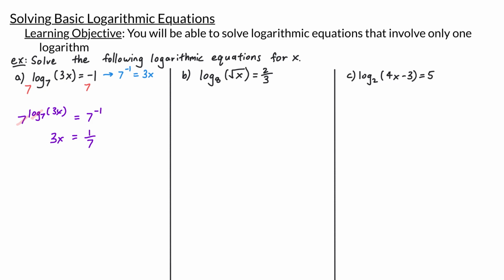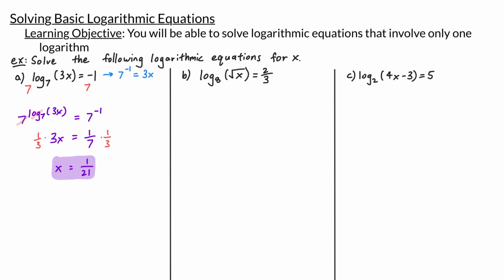Now, after getting rid of the logarithm, our equation is now 3x equals 1/7. There's still a 3 being multiplied to the x. So if I want to get rid of that 3, we perform the inverse operation, which is to divide both sides by 3. Or we can think about this as multiplying both sides by 1/3. We end up with x equals 1/7 times 1/3. We can combine that together to get 1/21. And x equals 1/21 is the solution to our logarithmic equation.